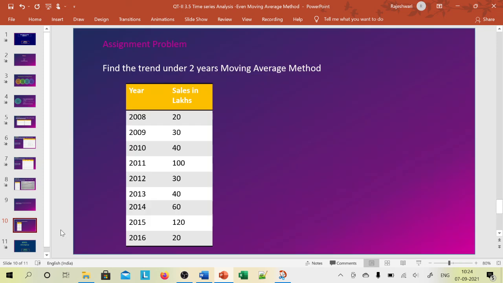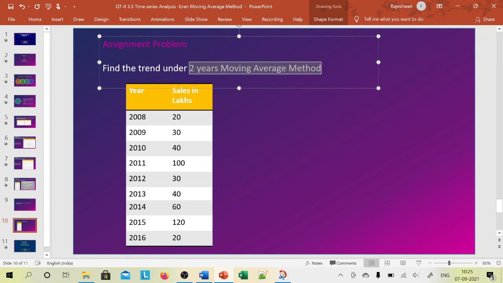So this is how we need to solve the problem under even numbers moving average. Of course, here's a homework problem for you. You should solve the same previous assignment problem, but here with the 2 years moving average method. So you should consider only 2 years moving average: 2008 and 9, then 9 and 10, then 10 and 11, 12, 13, 13, 14 and 15, 16. So this is how you need to solve the problem under moving average.